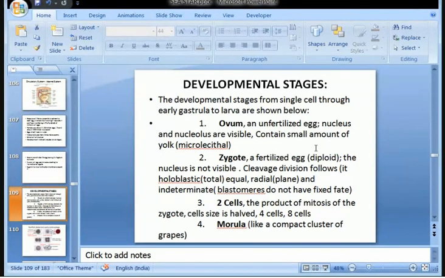So the ovum is an unfertilized egg. Nucleus and nucleoli are visible if you look through this under a microscope, and it contains a small amount of yolk. So we call such eggs microlecithal eggs. We see that there is not much yolk deposition, so there is very little investment in terms of matter and energy from the parent. That is why a huge number of these eggs are produced.